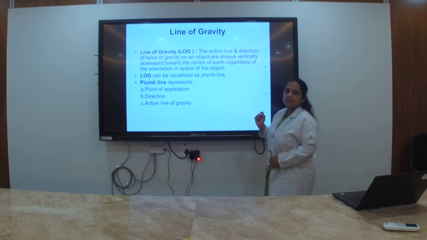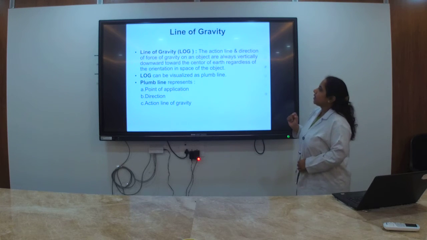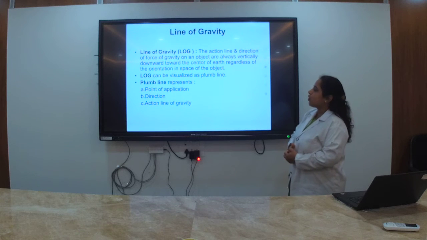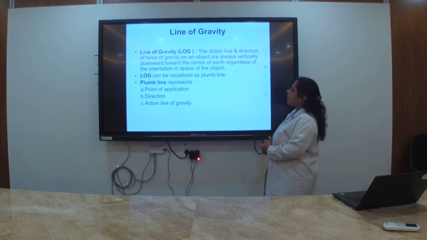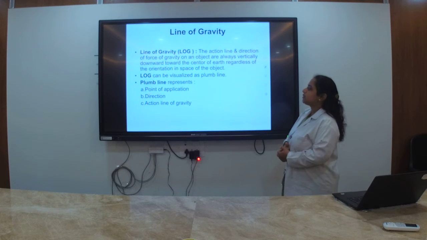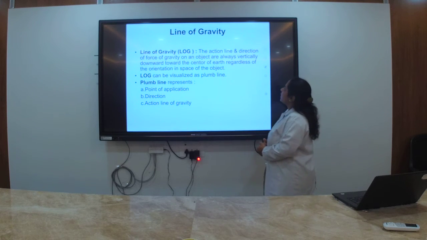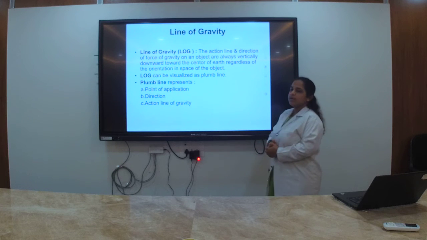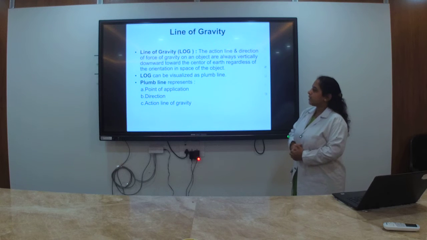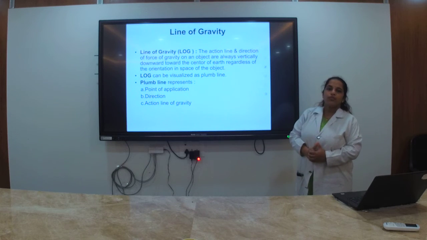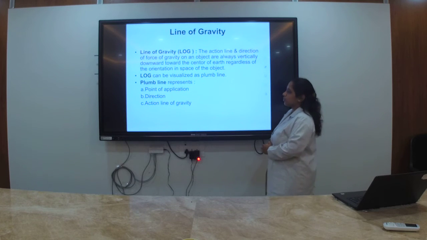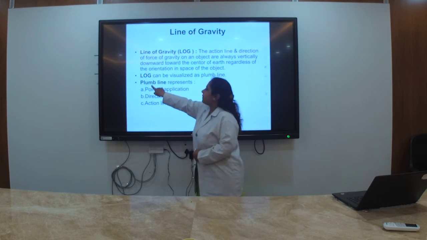Now coming to the concept of line of gravity, how it is defined: the action line and the direction of force of gravity on an object are always vertically downwards towards the center of earth, regardless of orientation in the space of object. So it is nothing but the line drawn from the center of gravity towards the base of support. So this is nothing but the plumb line.